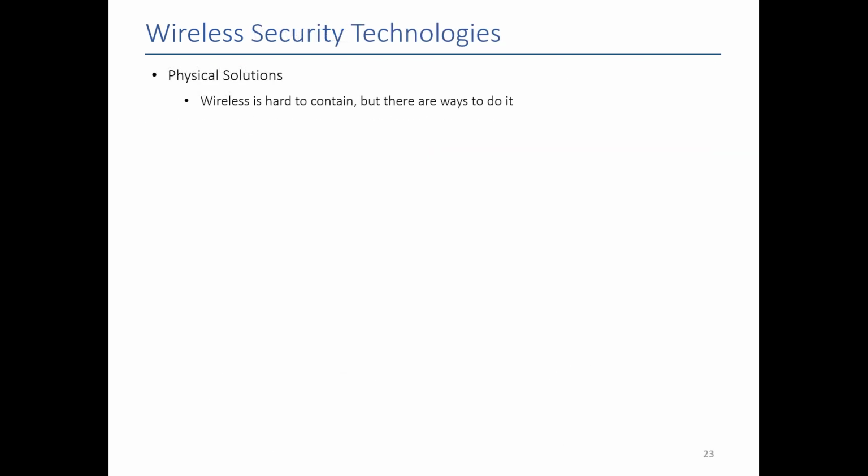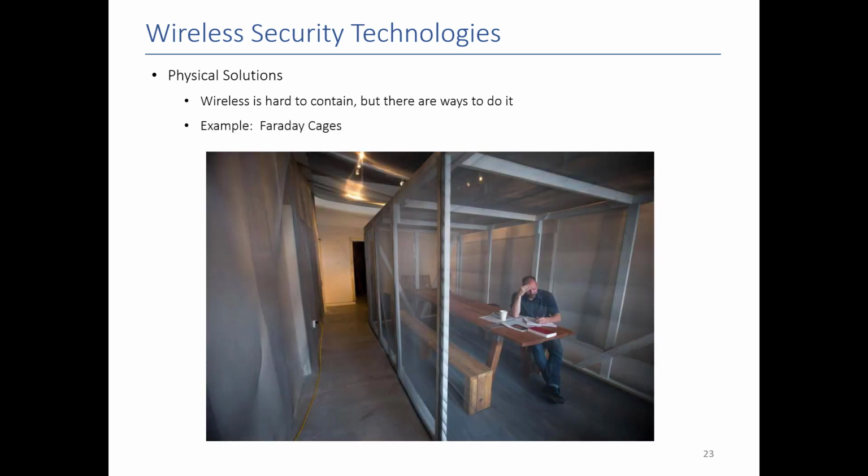So there are a couple ways to secure, or at least take steps towards securing, wireless technologies. One way is to just try to block the signal itself. It's hard to constrain a Wi-Fi signal, but you can if you have enough money, time, and diligence. So here, this is what's called a Faraday cage. It's basically just a wire mesh that prevents all signals from coming in and going out. So this person in here, their phones aren't going to work, their Wi-Fi is not going to work.